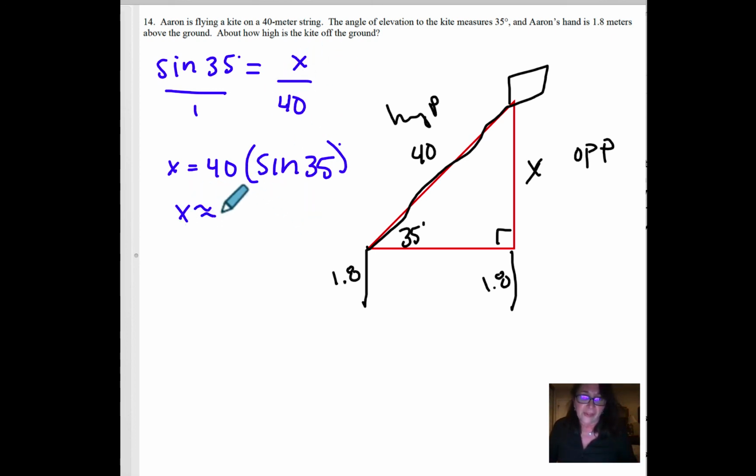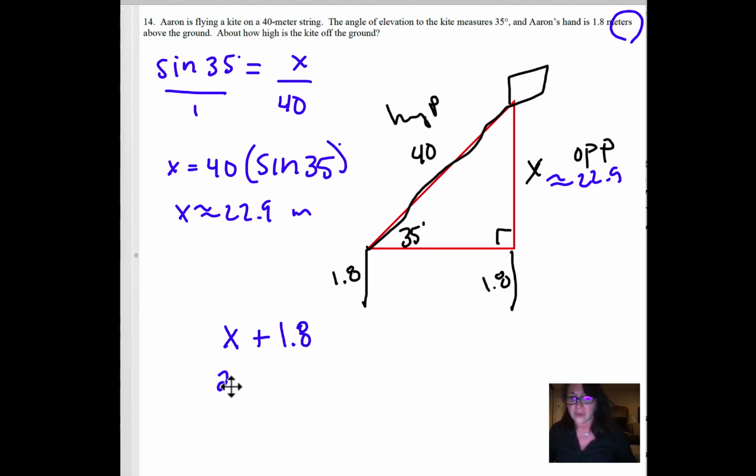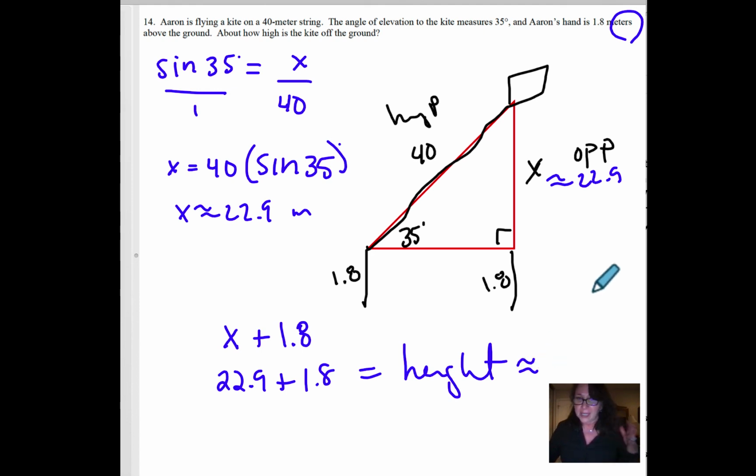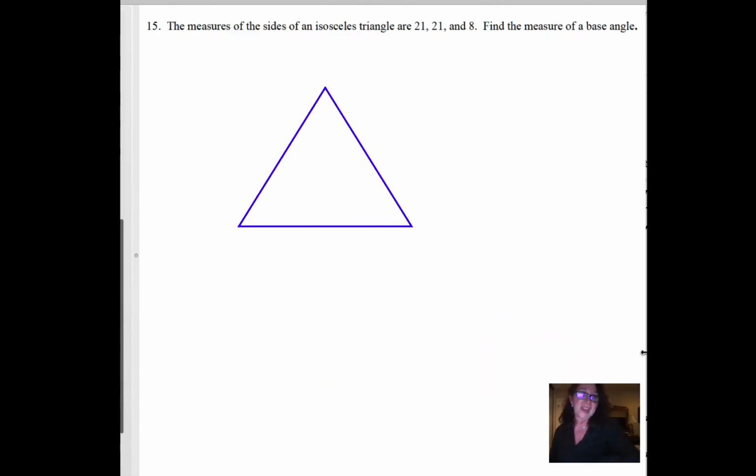So x is approximately 22.9, and this is meters. So this is about 22.9. So don't forget, you need to take your 22.9 and add your 1.8. So x, or the height, is going to be x plus that 1.8. So we've got 22.9 plus 1.8. So the height is approximately, because we did round, approximately 24.7 meters. So that's a pretty good height for a kite, right?